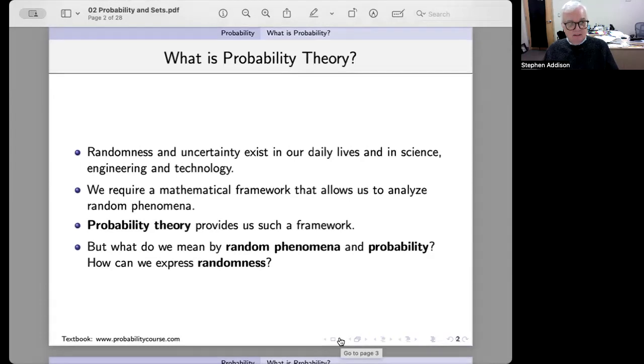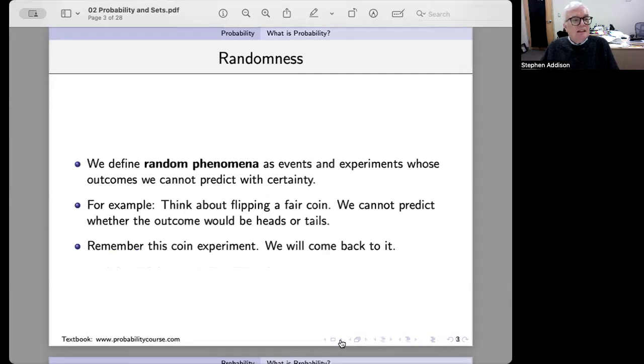And we start out with a definition of what probability theory is, and we talk about the existence of randomness in our lives. Essentially, probability is a framework for analyzing random events. And so what we need to do is to talk a little bit about this. Random phenomena are events and experiments whose outcomes we can't predict with certainty. In other words, most of the things that we deal with in science and engineering.